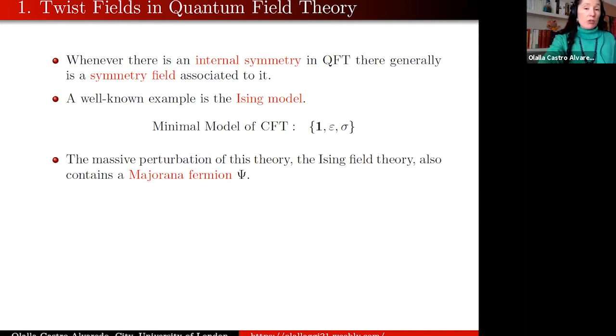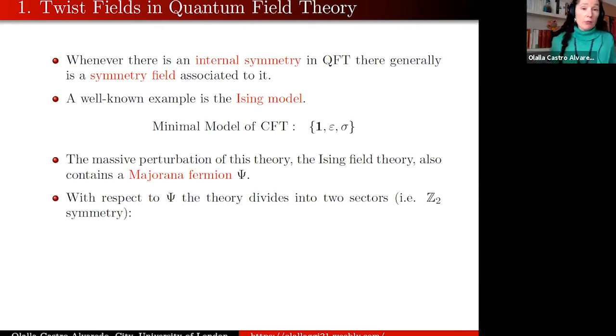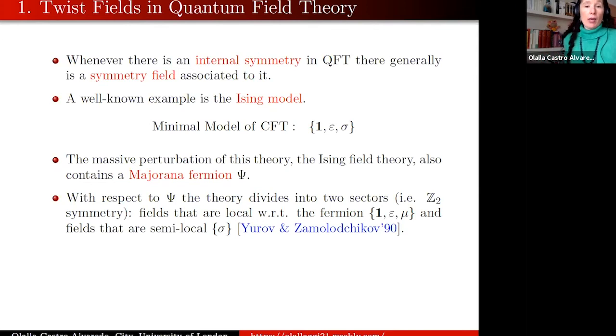Now, it turns out that this Majorana fermion is not local with respect to all these 3 fields that I mentioned. In fact, with respect to this fermion, the theory divides into 2 sectors. I think you probably have heard of the Ramond and the Neveu-Schwarz sectors. So there is a C2 symmetry in this theory. And so there are fields that are local with respect to the fermion. These are the energy again, the identity, and a field which is called mu, which is kind of the C2 counterpart of sigma. Even in the massive version, that is the case. And then there are fields that are semi-local or non-local, if you want, with respect to the fermion field. I cite Yurov and Zamolodchikov here, not because they discovered this, which they didn't, but because they talked about this in the context of the form factor program, which is going to feature quite a lot in my course.